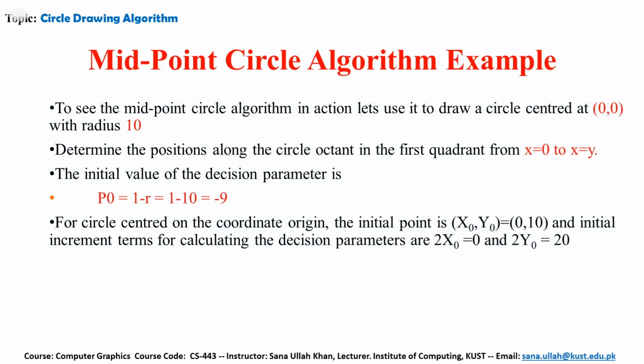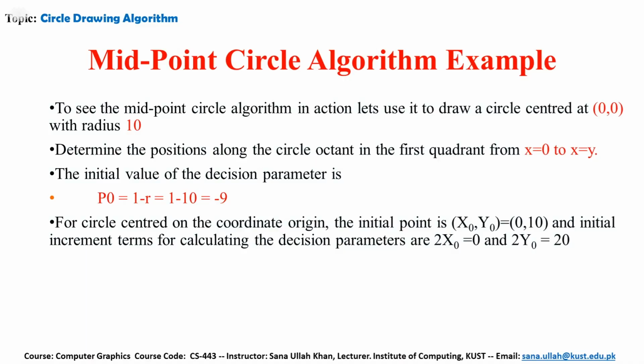Now coming to the example. To see the midpoint circle algorithm in action, let's use it to draw a circle centered at (0, 0) with a radius of 10. Okay, so the radius becomes 10, then when we combine both sides, it will become 20.